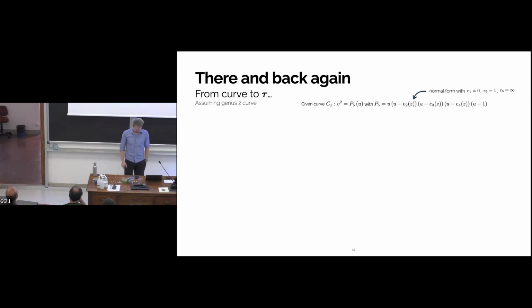So now, as I said before, we want to do a matching on the level of periods. So I have to tell you exactly how you go from a curve to the periods and back again, because in the end, we need both sides. So we want to go first from the curve to what we call tau. This is the reduced period matrix. I will show that in a second. And I will always limit myself to genus 2 curves because that's the thing that we care about.